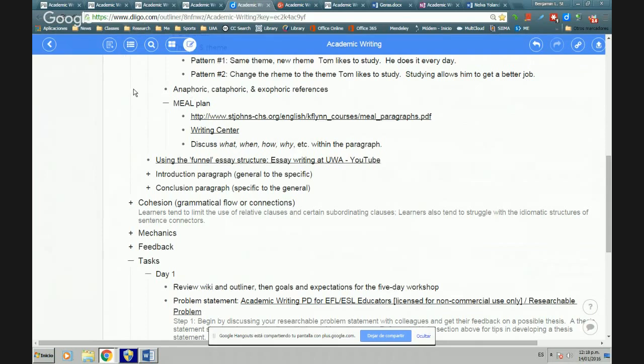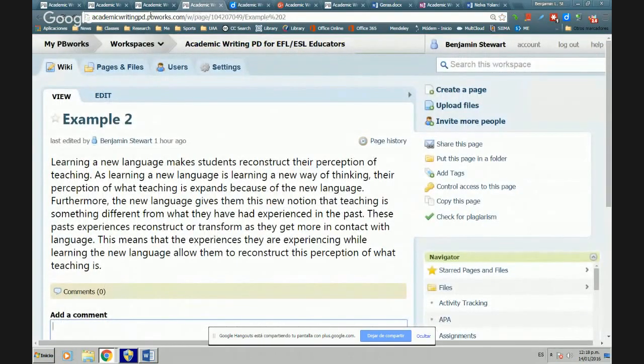Okay, questions? Yes. I have a question about the first example about the experiences. I noticed the connector "furthermore." I was taught that you use "furthermore" at the end, when you are not going to add any more things. But here, it would be like an addition, or "moreover." Is that true? Is it true that it's only at the end?